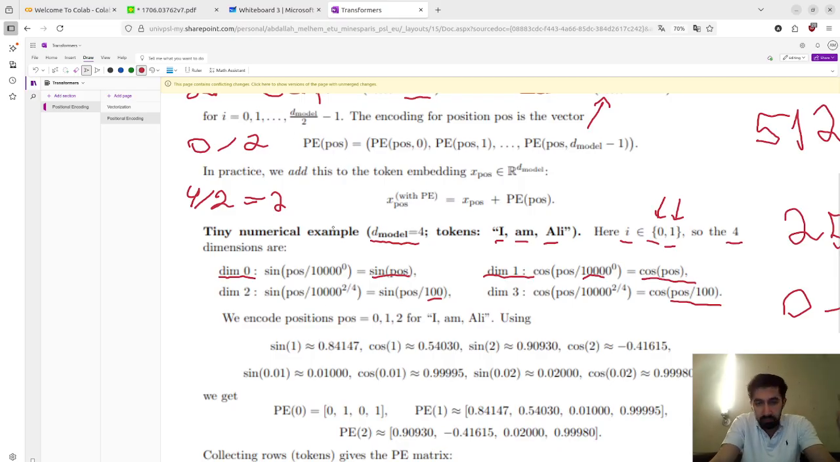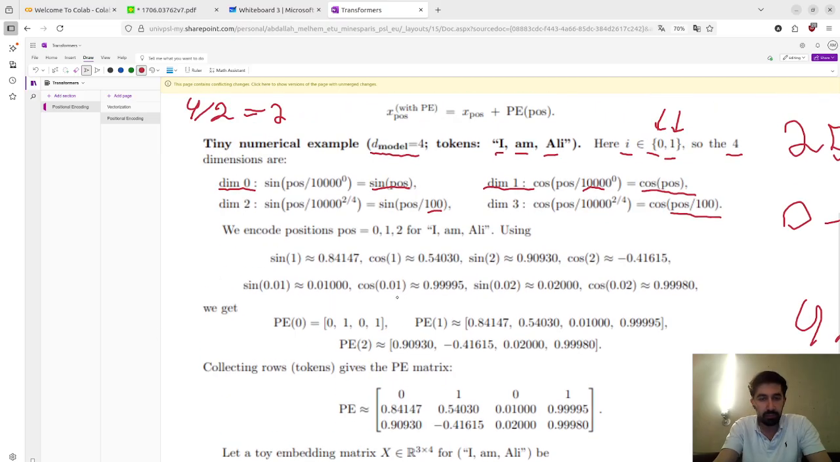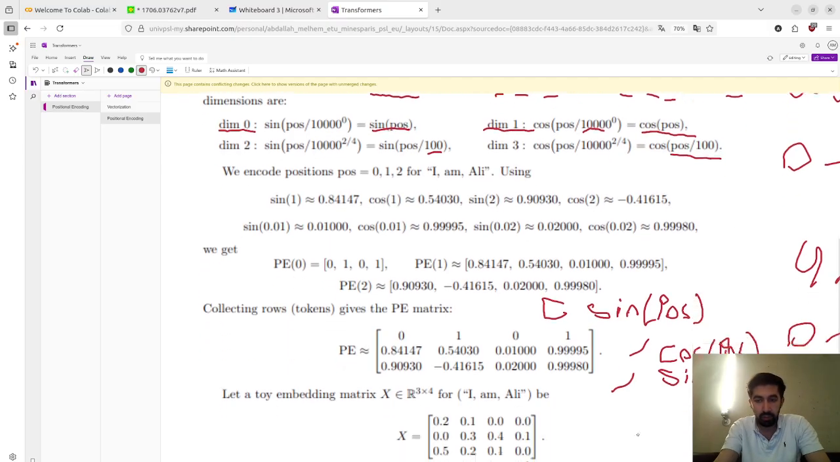Now, okay, now we got our function of positional embedding. Every vector would get these values. It would get sine of position, and then cosine of position, and after it sine of position over 100, and after it cosine of position over 100. So this is a positional embedding vector.